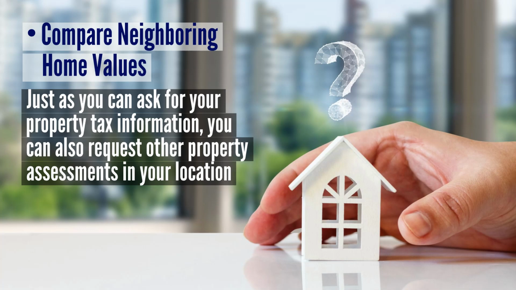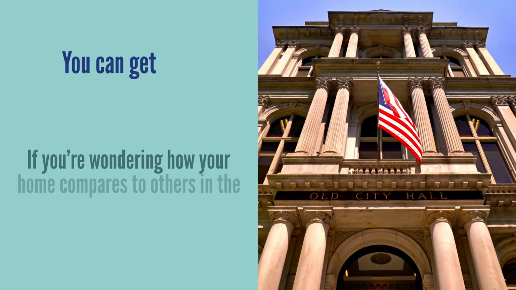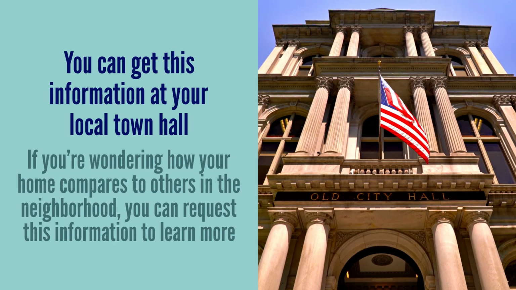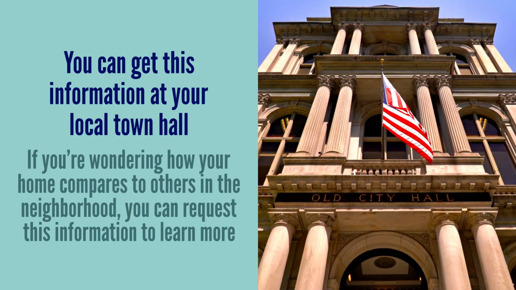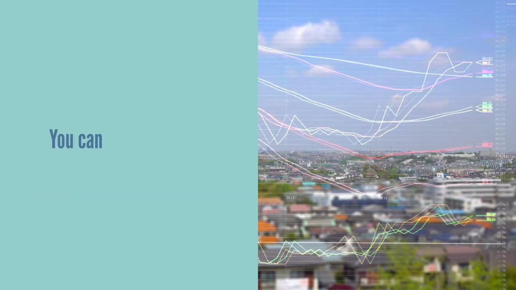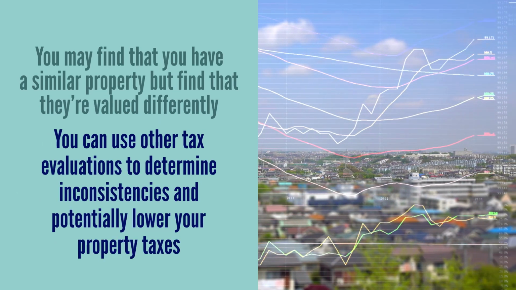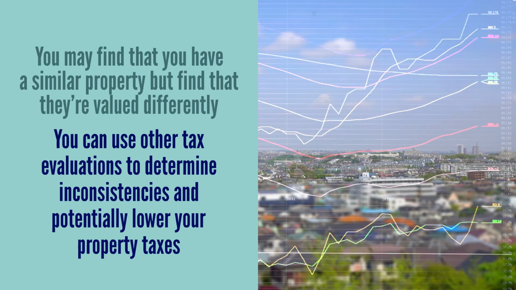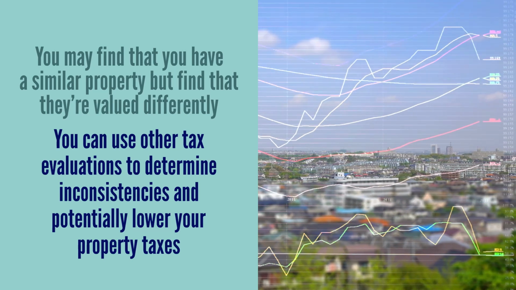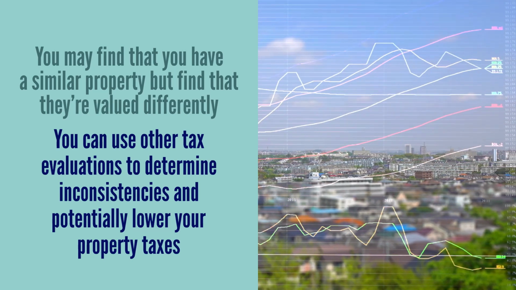Number 2, compare neighboring home values. Just as you can ask for your property tax information, you can also request other property assessments near your location. You can generally get this information at your local town hall. So if you're wondering how your home compares to others in the neighborhood, you can request this information to learn more. You may find that you have a similar property, but find that they are valued differently. As such, you can use other tax evaluations to determine inconsistencies and potentially lower your property taxes.